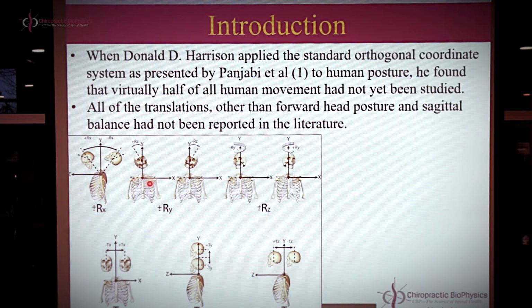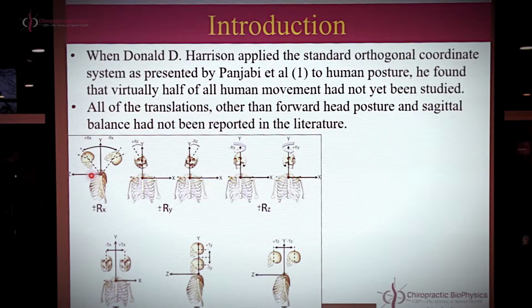Well, what my dad noticed is no one had applied that Cartesian coordinate system that White and Panjabi applied to a functional spinal unit. Nobody had applied that to human body posture. So my father, in the early 1980s, was actually the first person to do that. Shown here is his image that he developed in the early 1980s showing 6 rotations and 6 translations. Now, in my father's day, no one was discussing these translations. People were discussing these rotations, but not necessarily using a proper Cartesian coordinate system.